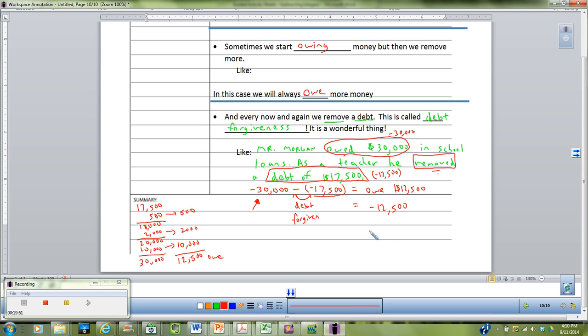Okay? So this is a little bit different. That's why we're spending more time on removing debt, because it's a little bit more complex of an idea. Okay, but that gets you started, especially if you missed the notes that day, and if you didn't understand the notes, you can watch this video and get a deeper understanding of the material.